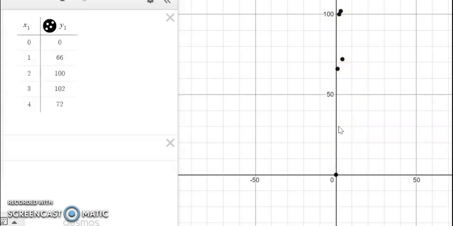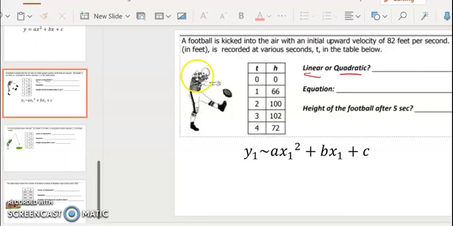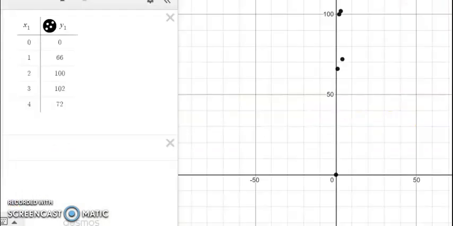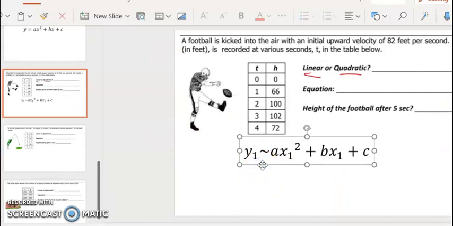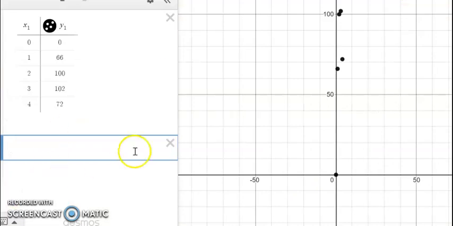Right here it says, is this linear or quadratic? And then they want to know how high the ball went after 5 seconds. Now this is going to be quadratic because you know how it is when the ball is kicked. It goes up in the air, arches, and comes back down. So we're going to put our table in using the standard form of the quadratic equation, and that is this right here. Notice what I did with my y's and my x's. I put a 1 in them. Remember, we did this with linear, but this is a quadratic function, so we have to use that format.